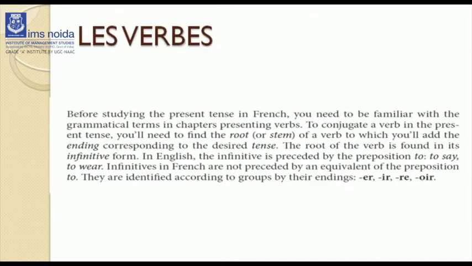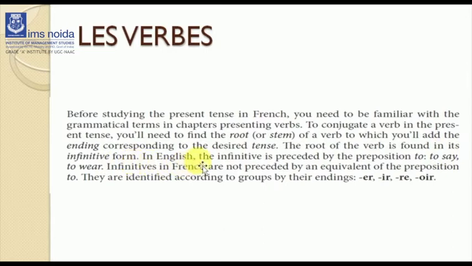Before the conjugations of the different groups of verbs, I just want to tell you why verb conjugations are very important. Before studying the present tense in French, you need to be familiar with the grammatical terms in the chapter on presenting verbs. To conjugate a verb in the present tense, you need to find the root of the verb, to which you add the ending corresponding to the desired tense. The root of the verb is found in its infinitive form.